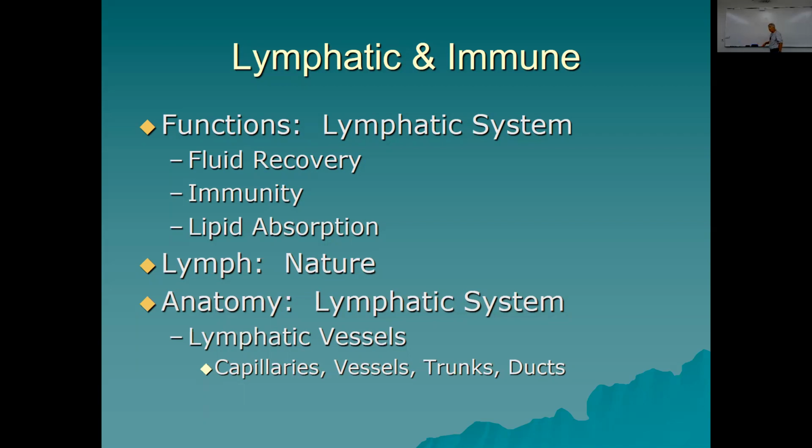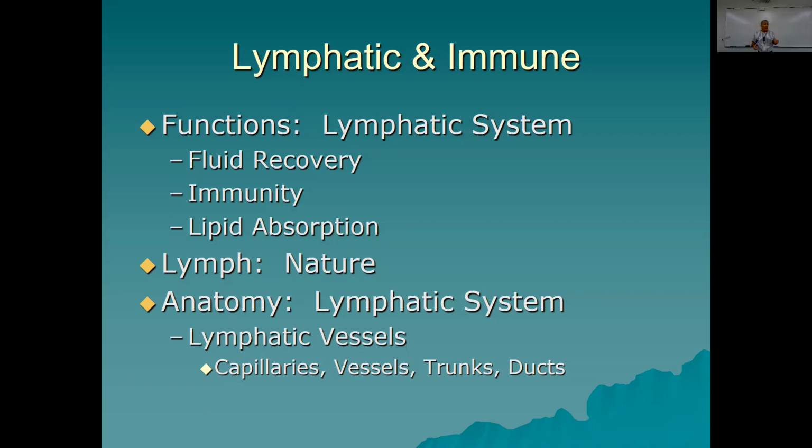Okay. Then immunity, and here's why the lymphatic system is so closely linked with the immune system, because this lymph will eventually percolate its way through lymphatic organs and lymphatic tissue, particularly lymph nodes. And in the lymph nodes, we're going to find lots of white blood cells, lymphocytes and macrophages and other white blood cells that will be fighting infection.